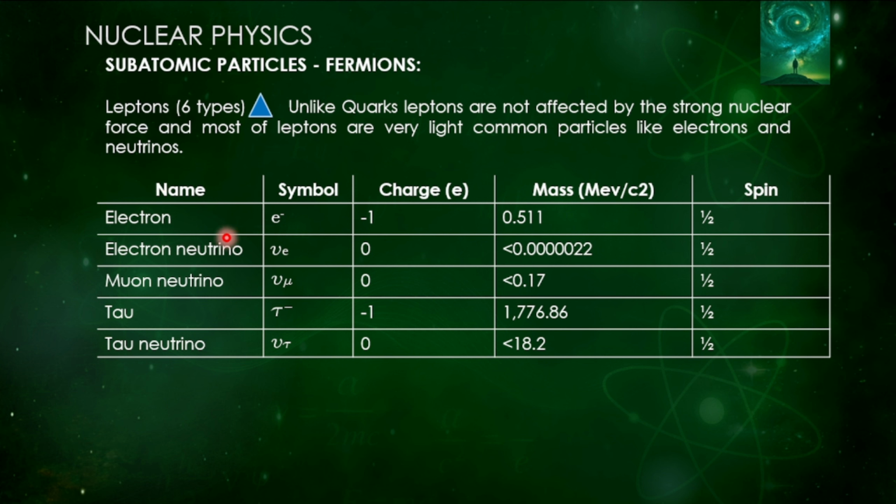Spin 1/2. Muon neutrino, which is nu mu, the charge is also 0, with mass less than 0.17 mega electron volts. Tau, which is tau minus, the charge is negative here, like the electron. But interestingly enough, the tau has a very huge mass. It is very heavy, 1776.86 mega electron volts per c square. And finally, tau neutrino, which is nu tau, charge 0, mass less than 18.2 mega electron volts.